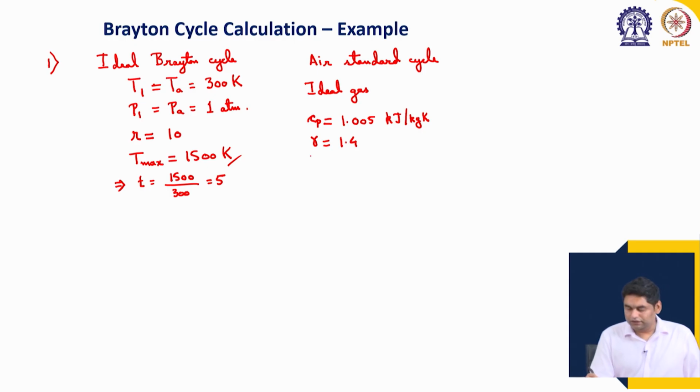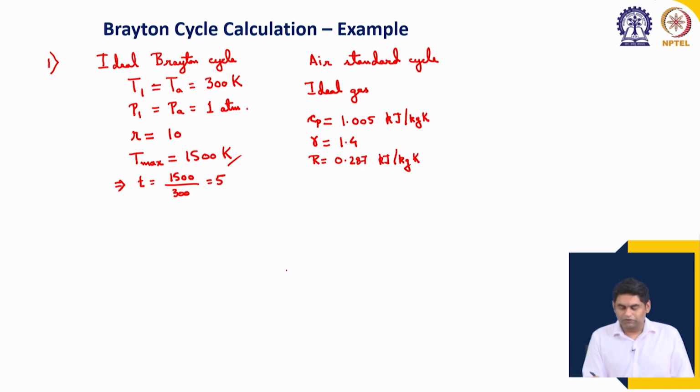In this case R is not required, specific gas constant, but in case it is required in some problems we will take it as 0.287, again standard value for air. So, R is the specific gas constant which is equal to the absolute gas constant or universal gas constant divided by the molecular weight of air, okay, 0.287 kilojoule per kg Kelvin.